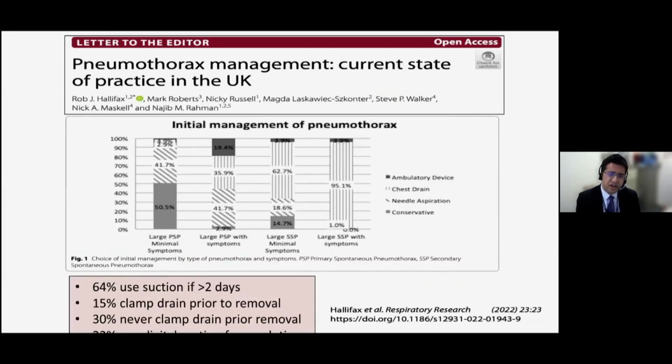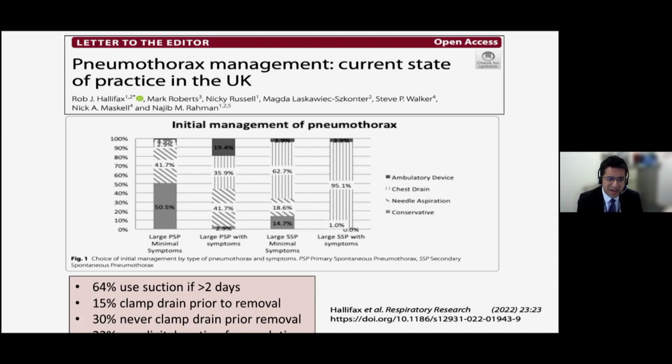So this is a survey of pneumothorax management in the UK, published by Rob Hallifax. And you can see there's wide variation in practice. Again, 50% of clinicians with patients who have a large pneumothorax who are stable with minimal symptoms will manage it conservatively, but for patients who have symptoms and have a large pneumothorax, only 3% of clinicians would manage that conservatively. In about two thirds of cases, clinicians will use suction if the pneumothorax isn't resolved after 2 days. 15% will clamp it prior to removal, 30% will never clamp it, and about a quarter might use some sort of digital suction device to measure the leak.